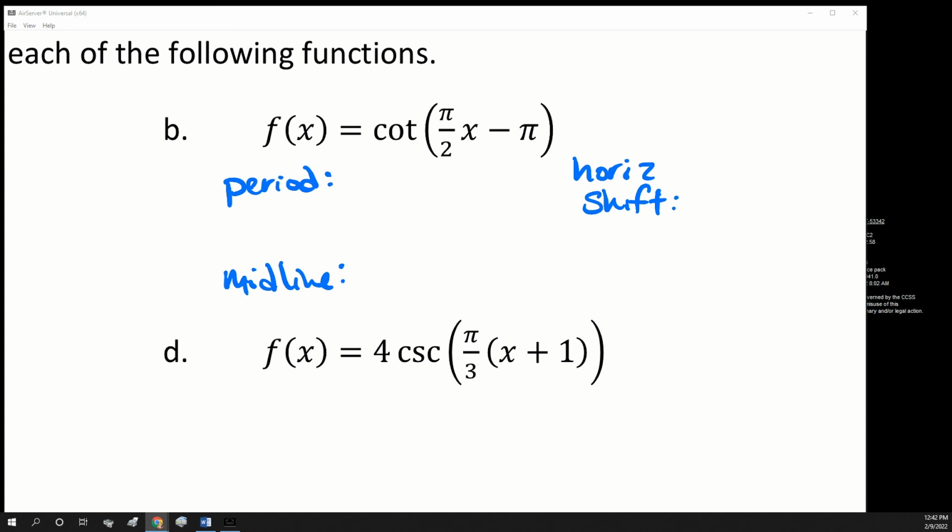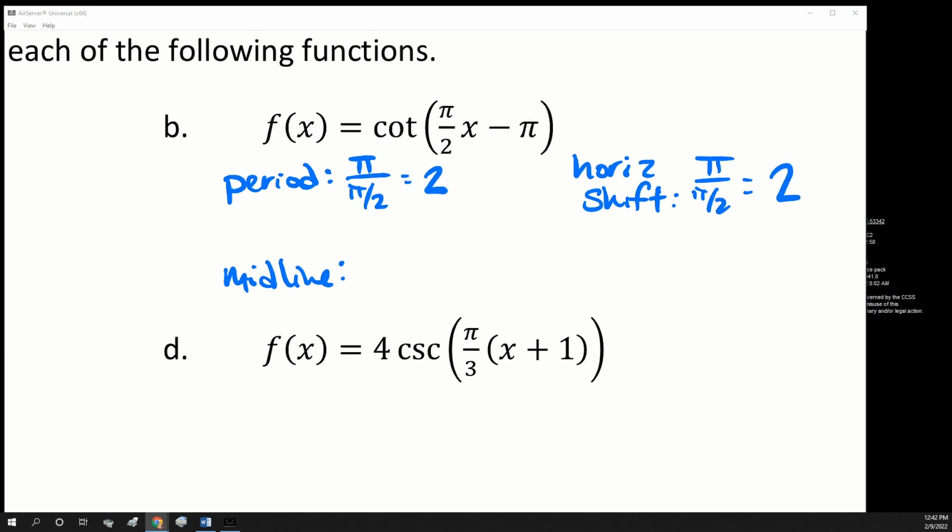Right, so because it's cotangent, when we go to do the period, it's going to be pi divided by the number being multiplied by x. So what would that simplify down to? 2. Do I need to divide on the horizontal shift? Yes. So it hasn't already been factored out, what's being multiplied by x. So we have to do c divided by b, which we just did. So it's 2 units, which direction? Right. To the right.